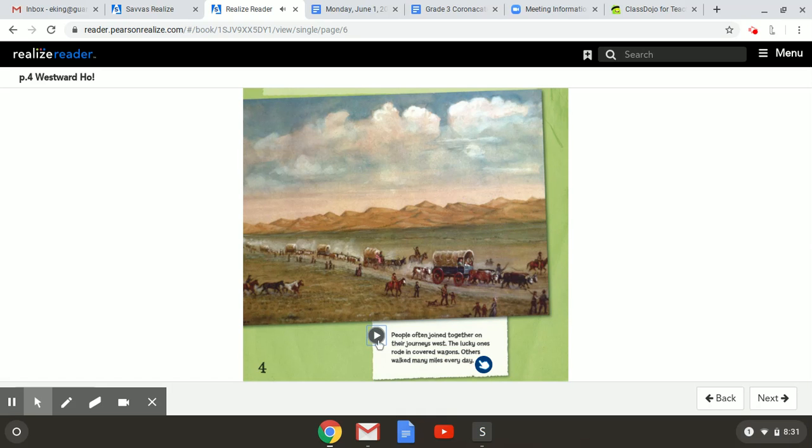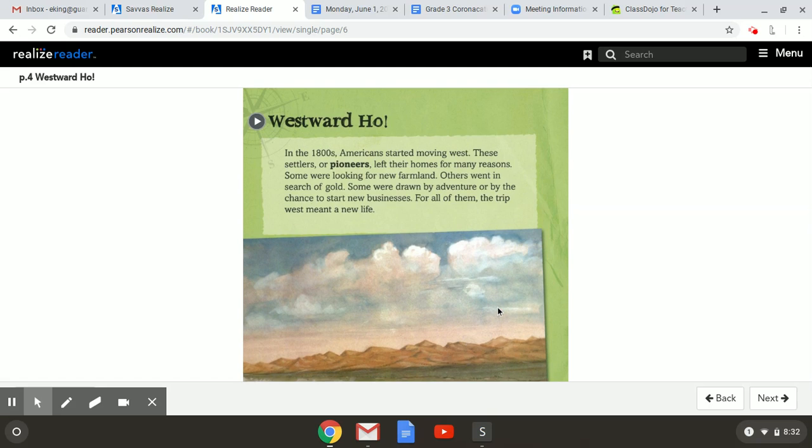Okay, so as you can see, here's one text feature and one type of paper. The author probably uses this type of paper for this text feature because all of the captions throughout the book are written on this type of paper. So it helps us sort of notice that this stands out. So he uses different types of paper so that the text features will stand out from one another.